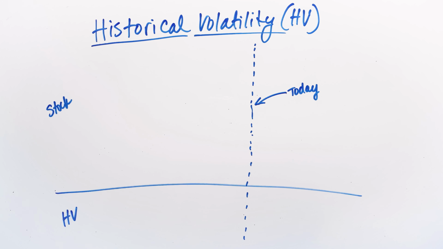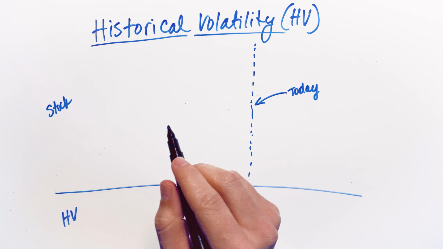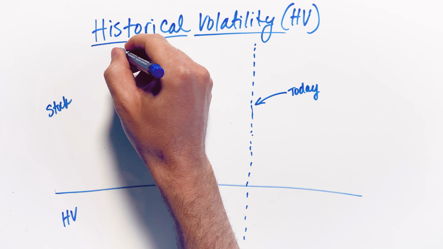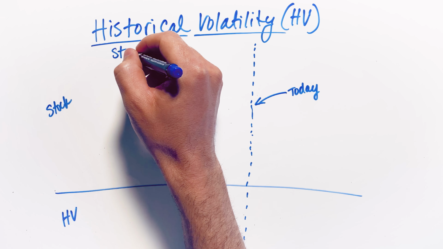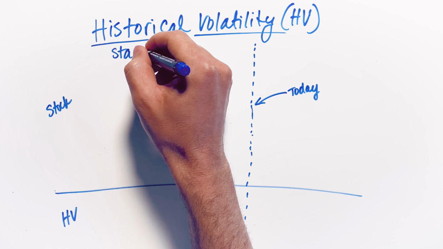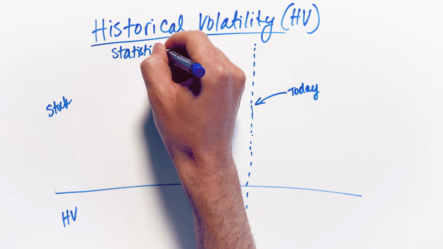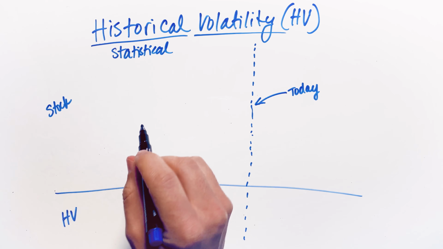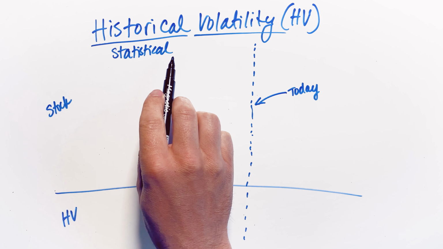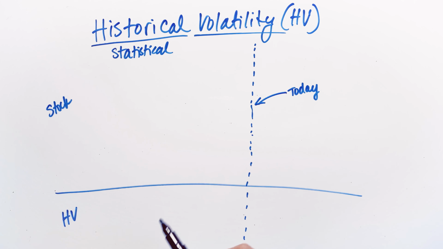How is it derived? And one thing you have to understand about historical volatility is that, even though historical makes some sense in many cases, it really should be called statistical volatility. So I think of it as statistical volatility, which is the volatility that we actually see in the market going back in time.